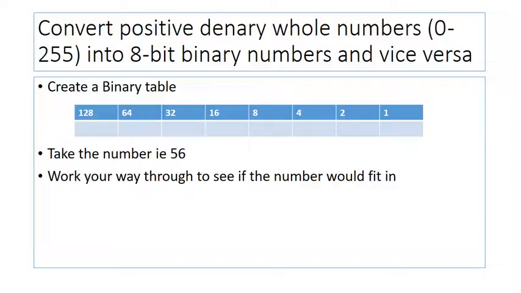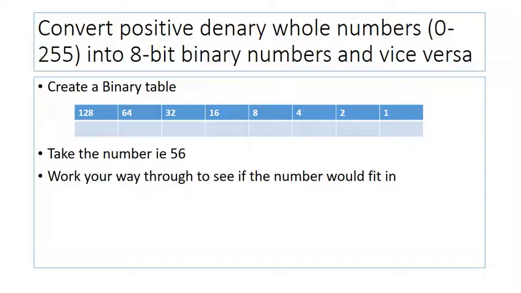So converting a positive number into 8-bit and vice versa. First thing you can always do is create a binary table, which I've got on the screen there, and that gives you the layout of what you need to do. We're going to be looking at the number 56 in this example. So first we'll look at the left hand column, 128. Is that going to be suitable for 56? No, it's not, because 56 is smaller than 128, so we move to the next column.